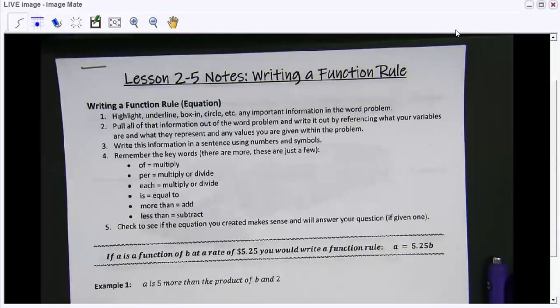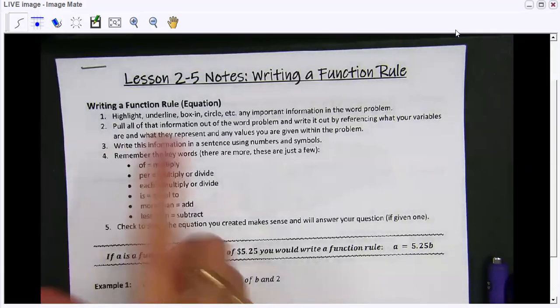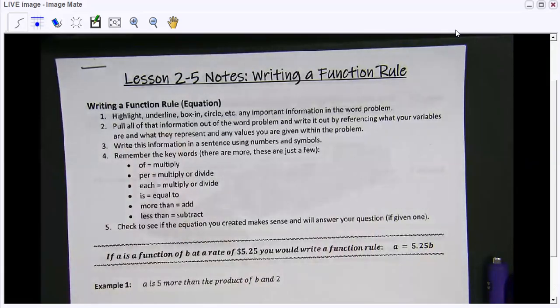So we do a lot of annotating when it comes to word problems. So highlight, underline, box, circle any important information in the word problem, and then pull that information out and write it by referencing what your variables are. And so that kind of helps you get a clear picture of what you are trying to write an equation for.